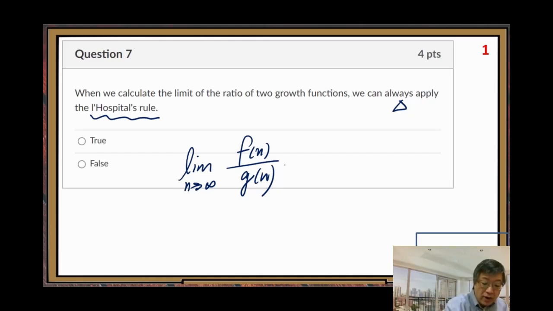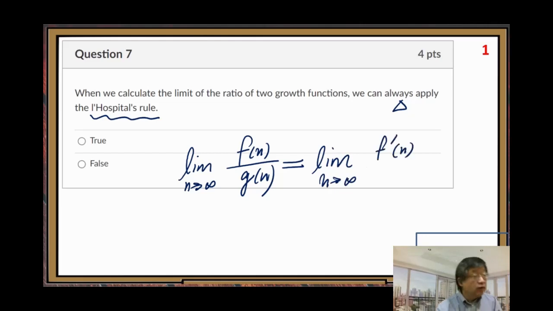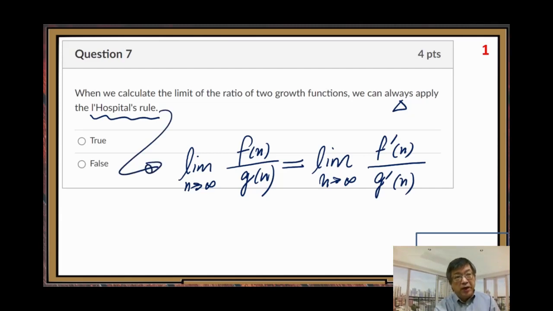All right. If you can apply it, you will have this formula: the derivative of the f function, f prime of n, over the derivative of the g function, g prime of n. So that is the L'Hôpital rule. But for the L'Hôpital rule, there is a big condition you need to check before you can apply it.